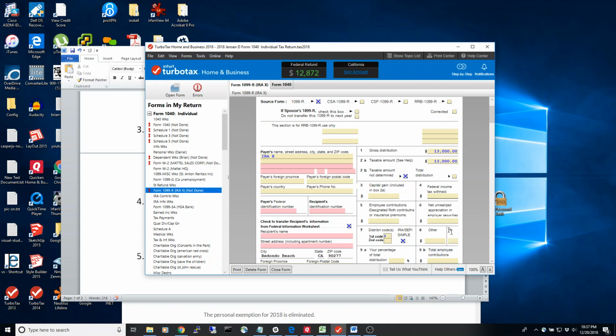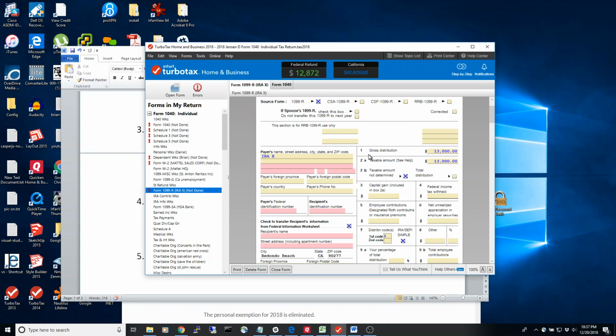Right now the view mode is in the forms mode, but you will fill out all your information step-by-step. The step-by-step mode is really easy. It takes you through and prompts you for all the information.